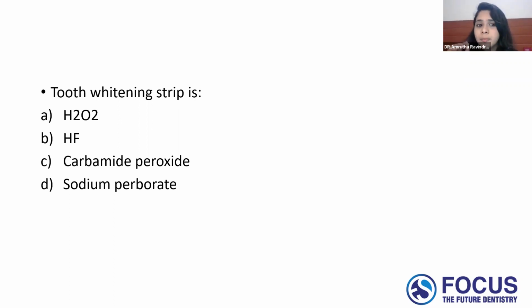Which is the bleaching agent used in home bleaching, or bleaching with the tray method? Answer me. Which bleaching agent is used? Is it hydrogen peroxide? Is it carbamide peroxide? Is it sodium perborate? Come on, I want answers to this question. Which bleaching agent is used in home bleaching? Yes, very good. Carbamide peroxide. Very good.